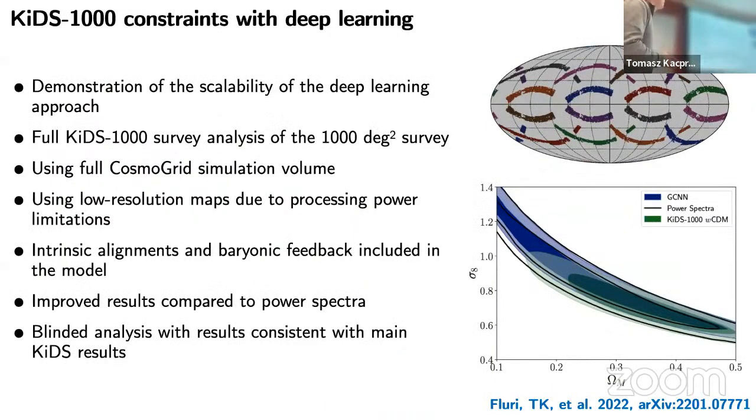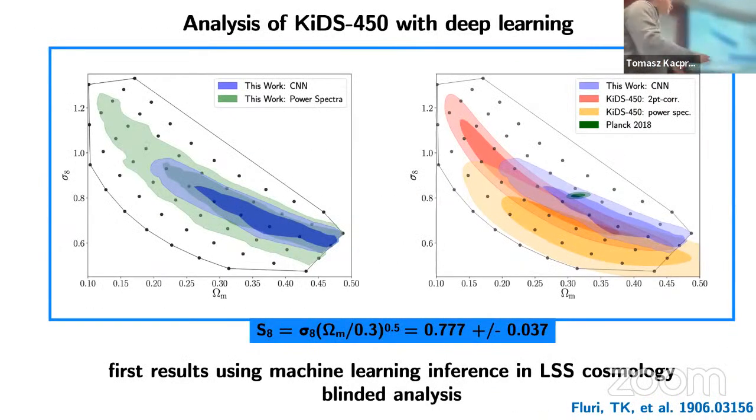Okay, so the next step. Obviously this analysis was simplified. We only had 3 parameters: sigma 8, omega m, and intrinsic alignment. We did marginalize over redshift errors and shear calibration, but it was still a demonstration, a proof of concept, although the measurement is blinded, so I think it's a very good measurement for KiDS-450.